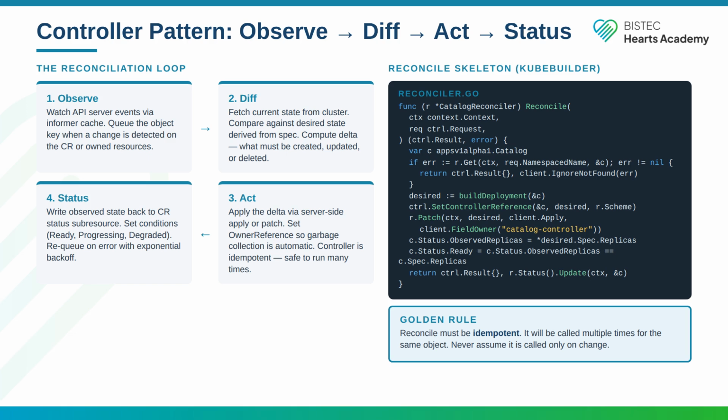The reconcile skeleton on this slide is production grade. Get the custom resource. Ignore not found errors from deletion. Build the desired deployment, set the controller reference, apply via patch, and update status. Every step is necessary.